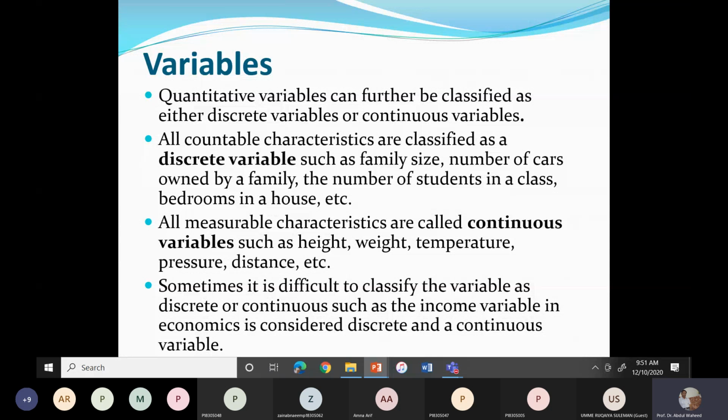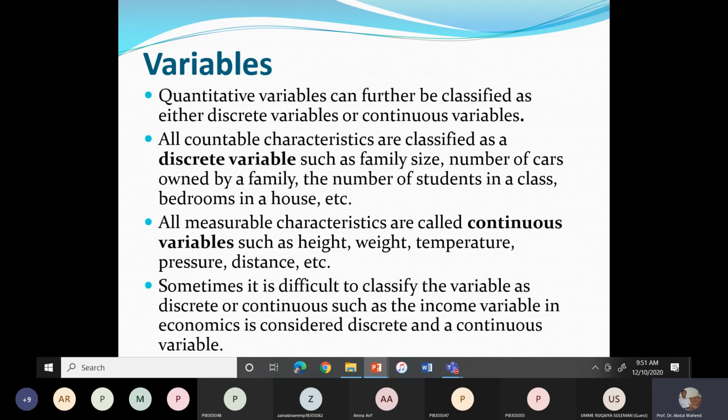And then there are some characteristics that are measurable, and such characteristics are called continuous variable, such like height. We have to measure height by scale. We have to measure weight by balance. We have to measure temperature by thermometer, pressure by barometer, distance again by scale. So all these variables are measurable, and using some instrument we measure these characteristics.